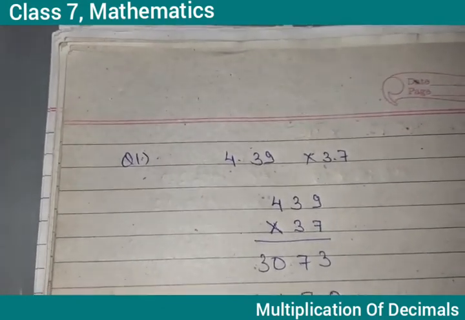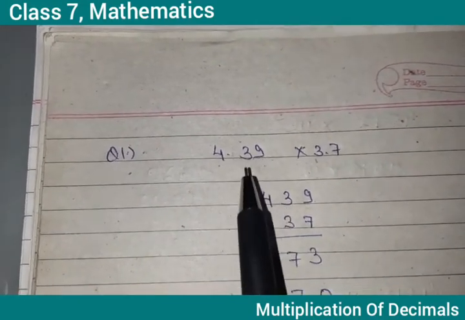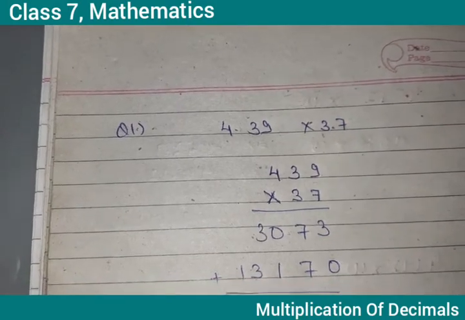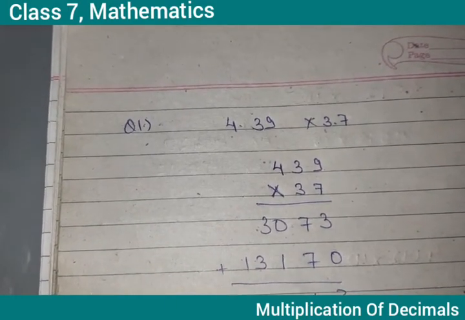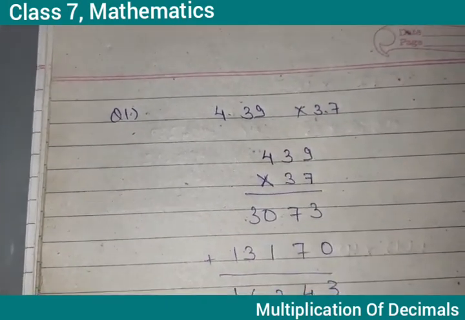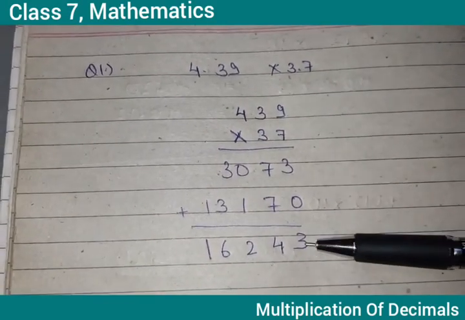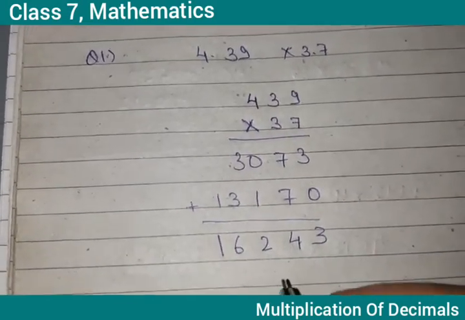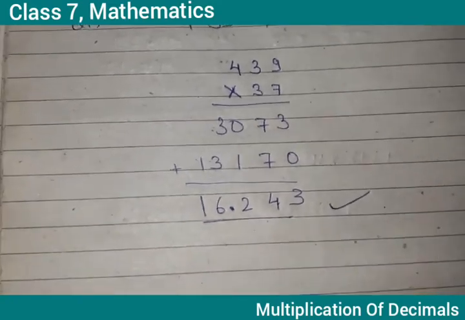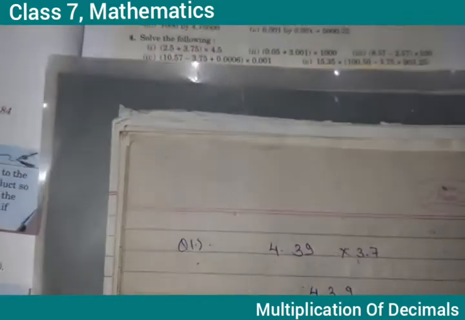Now we need to put the decimal. See how many digits are there after the decimal in total? 1, 2 and 3. That means in the final answer we should place the decimal such that after the decimal there are 3 digits. Once again start counting from the right. 1, 2 and 3. That means 16.243. This is our final answer, option number D.